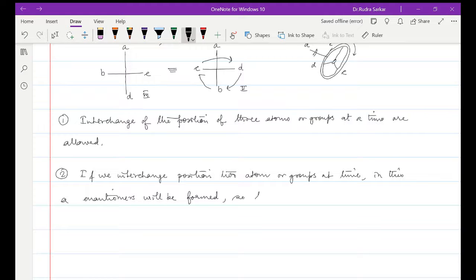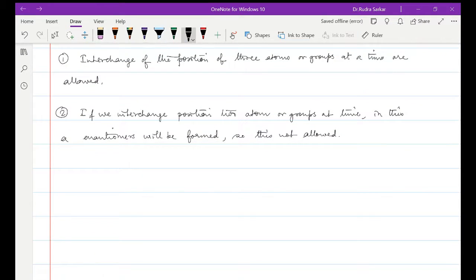So this is not allowed. While writing molecules in Fischer projection formula, you cannot interchange the position of two groups at a time. One can easily visualize this if we say this is A, this is B, this is C, this is D, and you interchange the positions of these two groups.